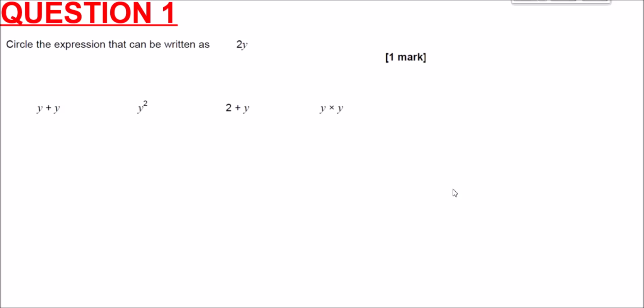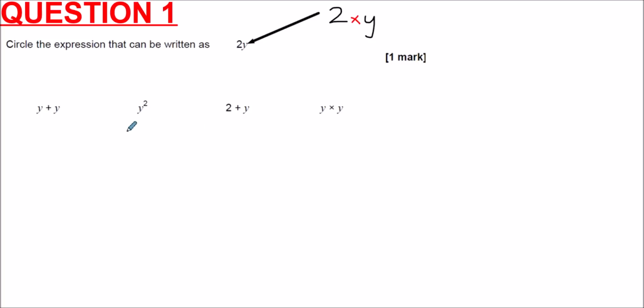Question 1, circle the expression that can be written as 2y. So 2y, we need to know what 2y means. And 2y, because there's no instruction in between the 2 and the y, that'll mean 2 multiplied by whatever y happens to be. So it's 2 lots of y. So we need to circle the expression which is the same. And so what we can do is we can also, if we can, simplify these and see which one would be the same as 2y.